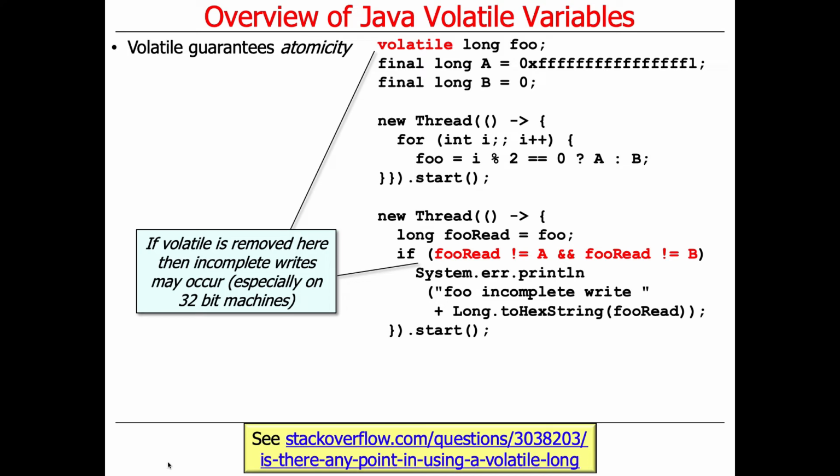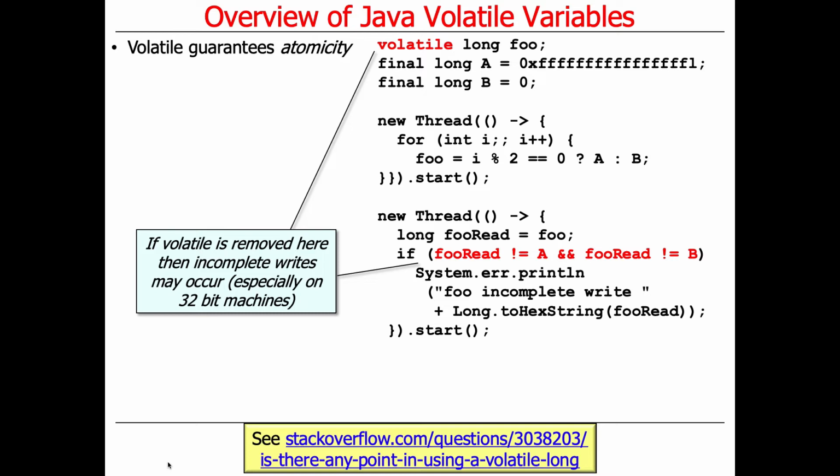Volatile also guarantees atomicity, even for types that are bigger than the size of the bus. So if we were on a 32-bit machine, a machine where word size is 32 bits, and we define a long, which is 64 bits in Java, guaranteed to be 64 bits, if we don't put volatile here, then we're going to potentially end up with some weird results. So let's take a look. First, let's take a look at what happens if we put volatile here.